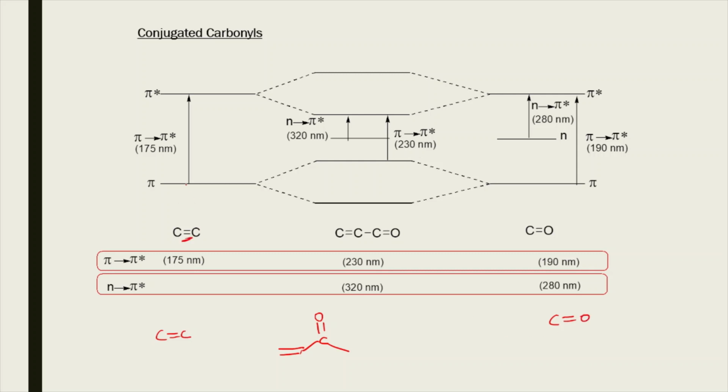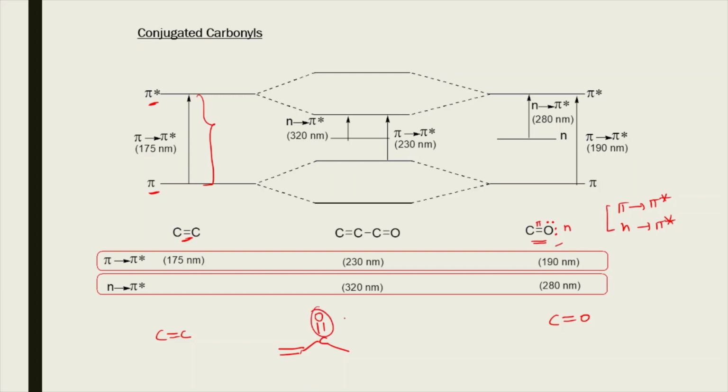When there is an isolated double bond, it can have transitions from pi to pi star. On the other hand, in a carbonyl system, there are lone pairs of electrons on oxygen. So carbonyl has non-bonding electrons and it has a pi bond. So there are two types of excitations possible: pi to pi star and non-bonding to pi star. So there are two transitions possible in carbonyl.